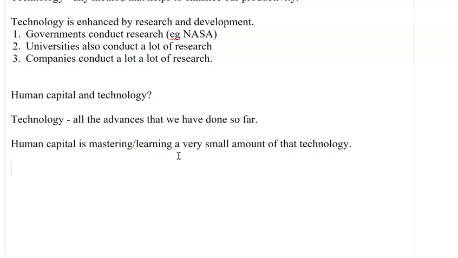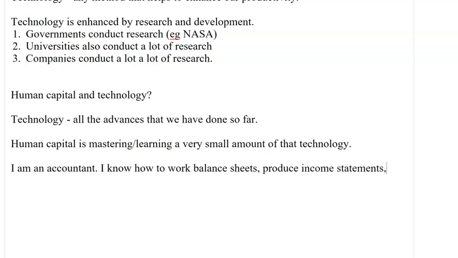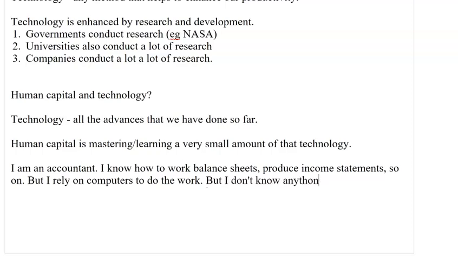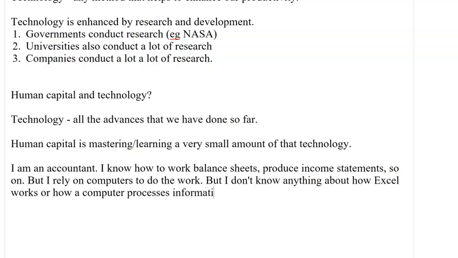So imagine, let's say I am an accountant. My job is to work with numbers. I know how to work balance sheets, produce income statements, and so on. But I rely on computers to do the work. So I may use Excel or other software like QuickBooks to do all that work. But I don't know anything about how Excel works or how a computer processes information.